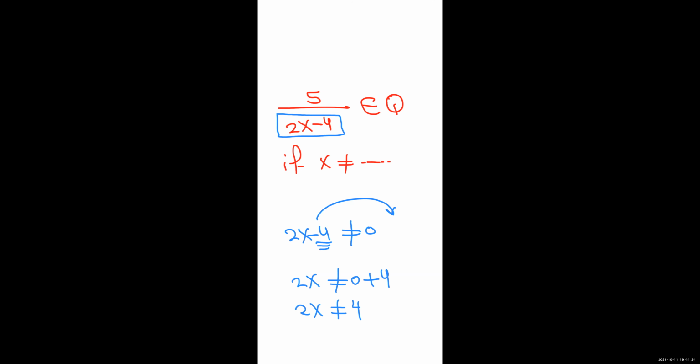Now it's 2x. I want to get only x, so divide by 2. Divide here by 2. I want to get only x. So divide the two sides by 2. Therefore, x not equal 2. So the correct answer here is x not equal to 2, that's it. Okay, guys? Okay.